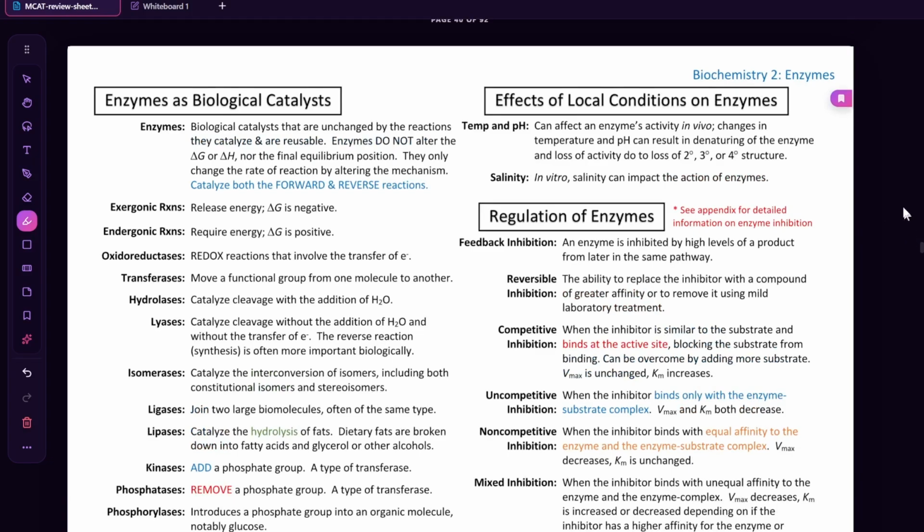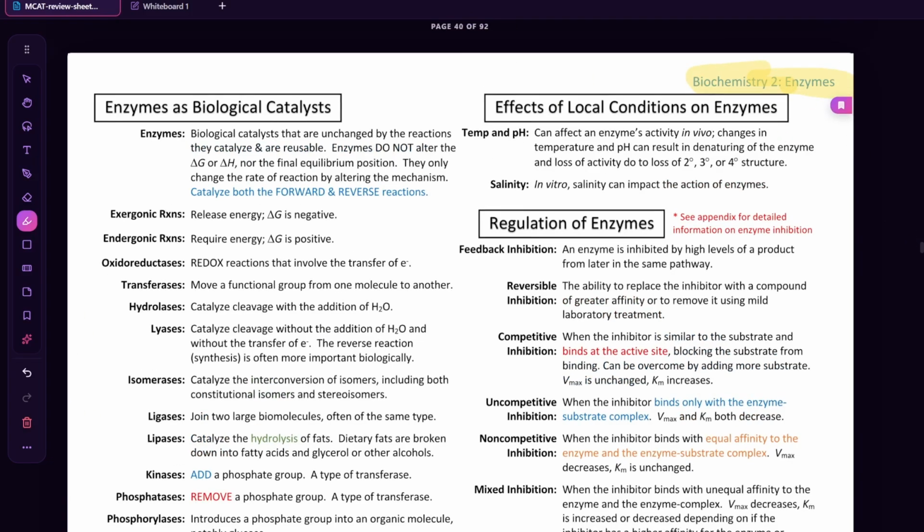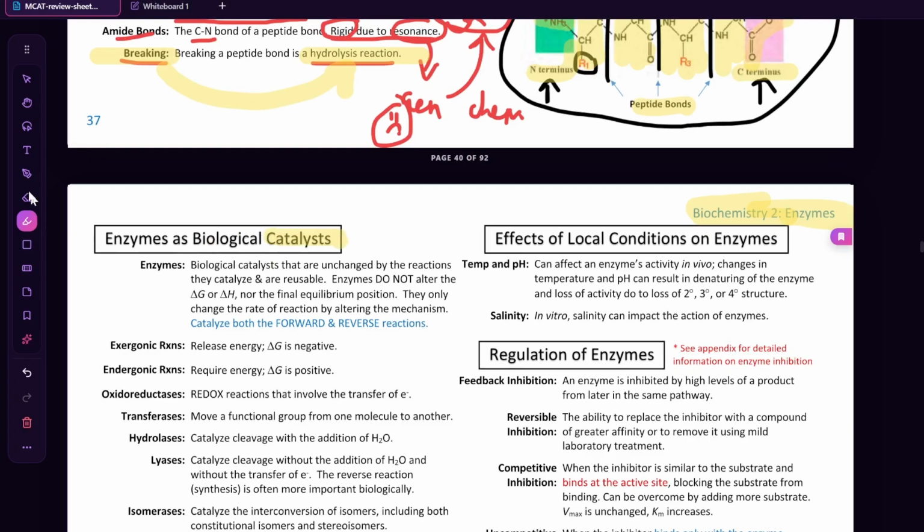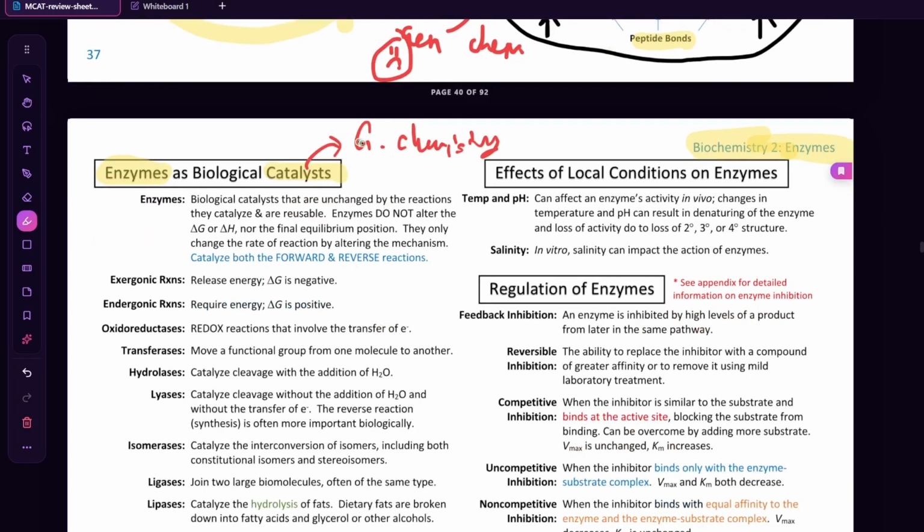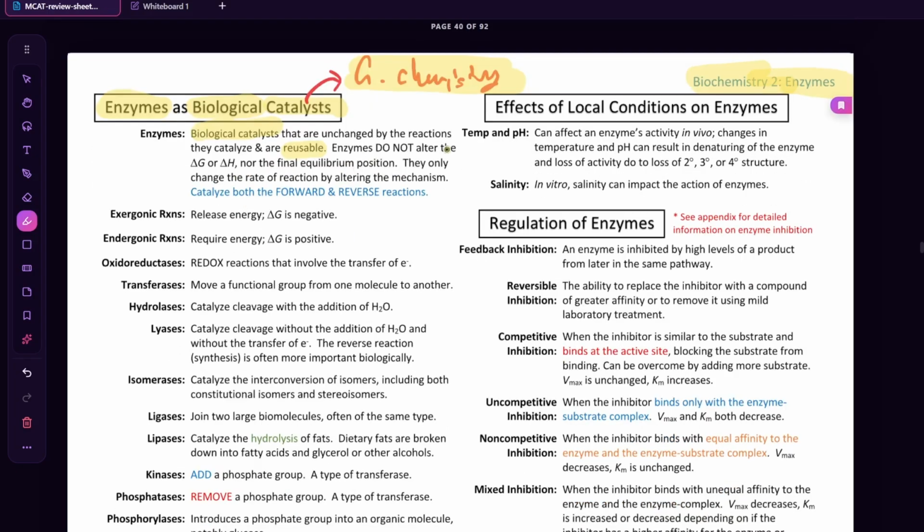So now we're going into enzymes. Enzymes are for biochem 2. If you don't know what a catalyst is, then it would be important to go over general chemistry. You don't necessarily have to know enzymes in that light right now, but it would be useful to review Gen Chem on catalysts, because enzymes are basically biological catalysts. They're catalysts found in your body, and they are unchanged by the reactions they catalyze, and they're reusable.